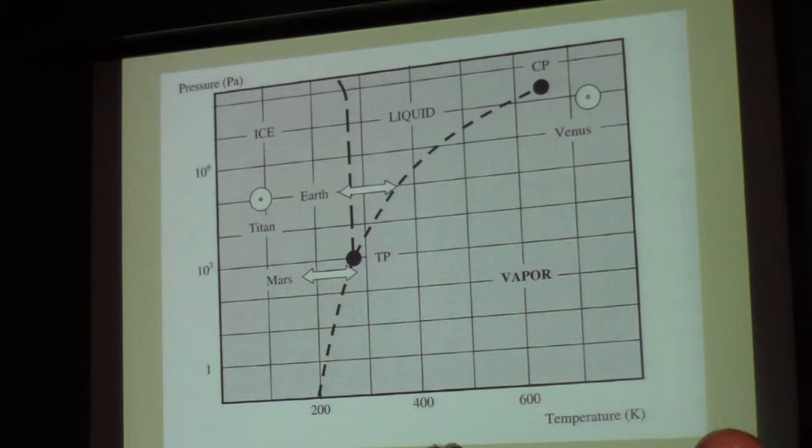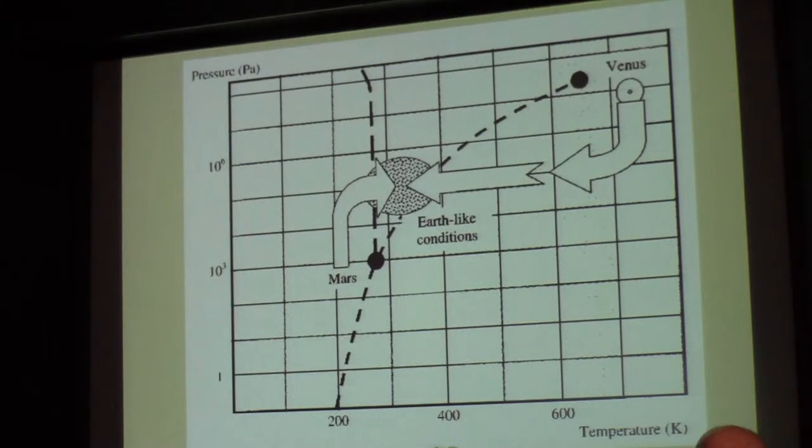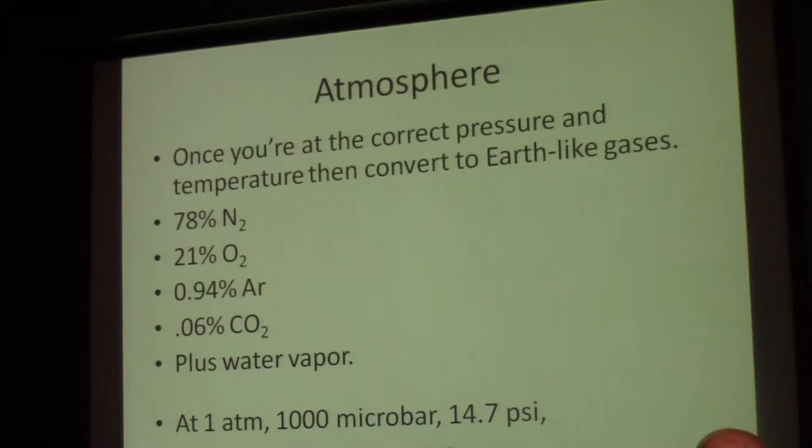And let's see, here's the phase diagram of water, showing temperature on the bottom, pressure on the top. Earth represents this little area. Mars is down here and Venus is up here. Next. So if you want to terraform Venus, you've got to reduce the temperature, reduce the pressure, bring it into an Earth-like region. And with Mars, you want to increase the pressure, increase the temperature to bring it into an Earth-like region.